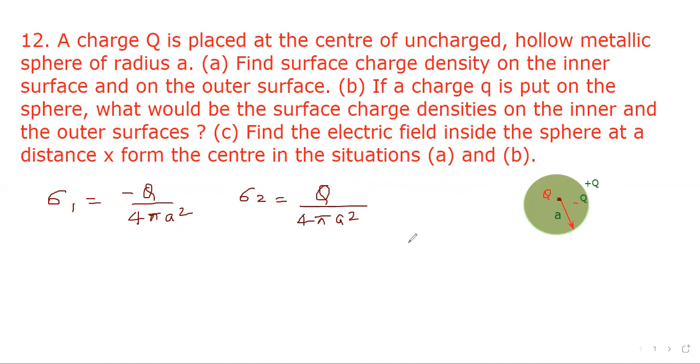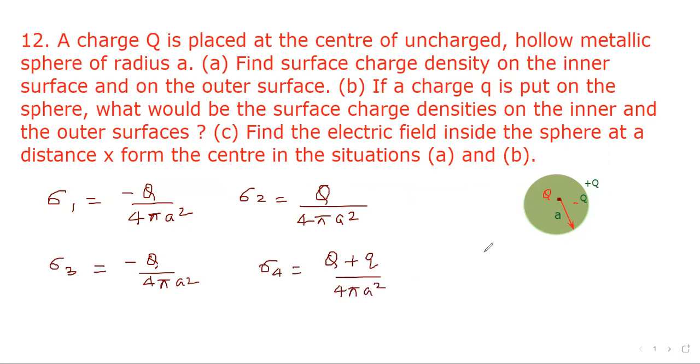So, in this case, surface charge density on the inner surface will remain the same, that is minus Q upon 4 pi A square, and on the outer surface, since charge is plus Q, capital Q, and plus small q, surface charge density sigma 4 is capital Q plus small q divided by 4 pi A square.